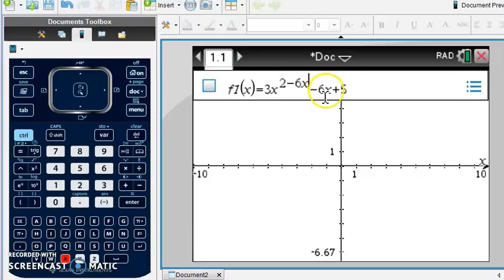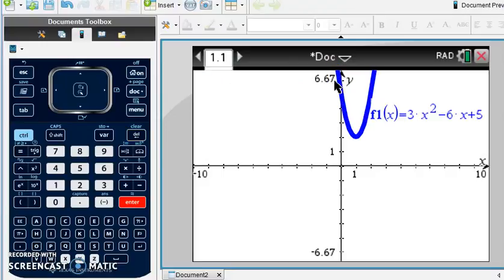Notice the difference between the minus 6x here, it's a larger number, it's on the floor of the writing here, versus the minus 6x up in the exponent. We do not want it up in the exponent spot. So we've got 3x squared minus 6x plus 5. I hit enter, I see my graph. And if I need to, I can change my window. But this graph, I can see what I need to see, and I'm good with that.